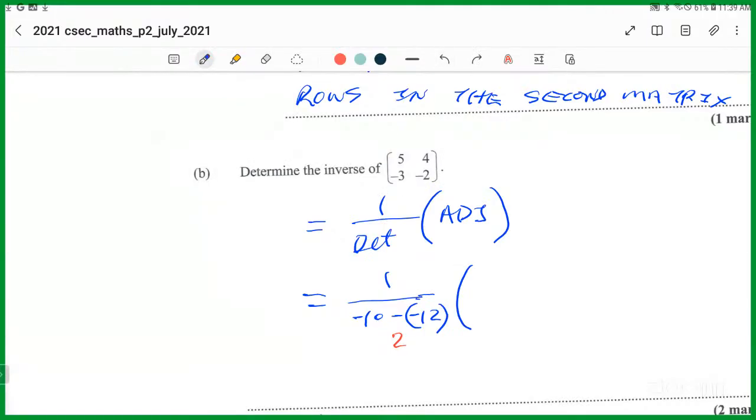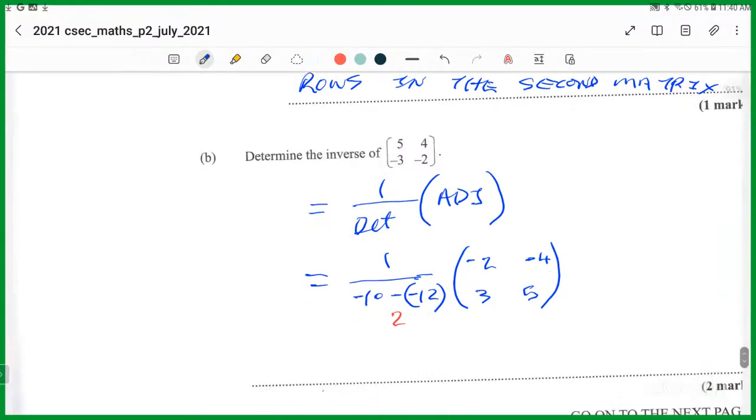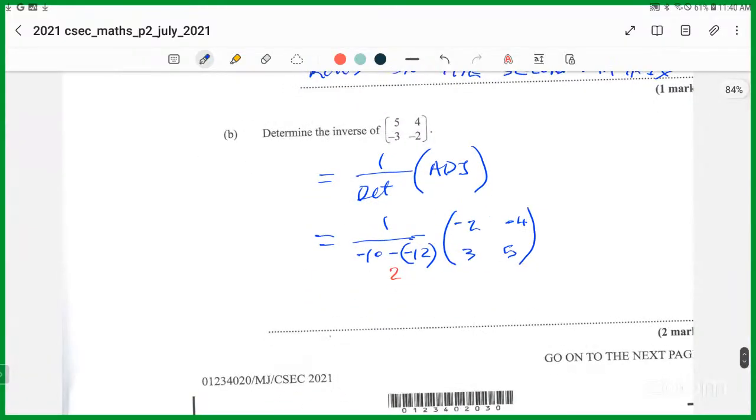You get the adjoint again. Interchange the elements on the first diagonal. Don't change the sign, just interchange them alone. So the negative 2 goes up here, and the 5 goes down here. Then the elements on the second diagonal stay where they are, but you change the sign. So this positive 4 becomes negative 4, this negative 3 becomes positive 3. And basically that's your answer, because you're dividing each of these now by this 2, the determinant.